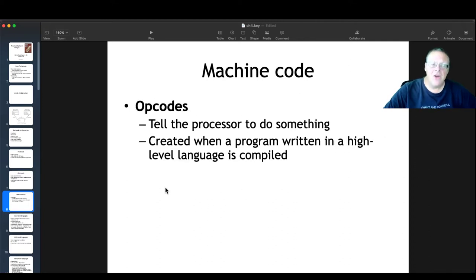And machine code is the assembly code you see. The machine code is the binary code that runs here, and it's a command that will tell the processor to do something like put a number in a register or put a number in memory somewhere, that sort of thing. All right, and when you compile a high-level language, it gets put in machine code. Machine code is what runs.